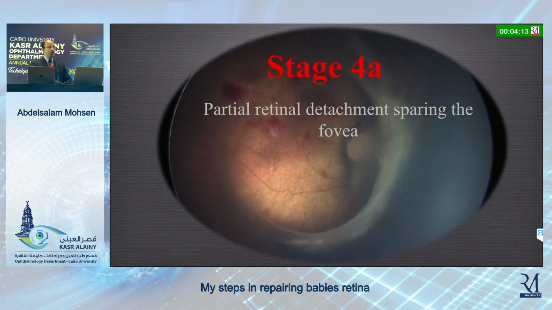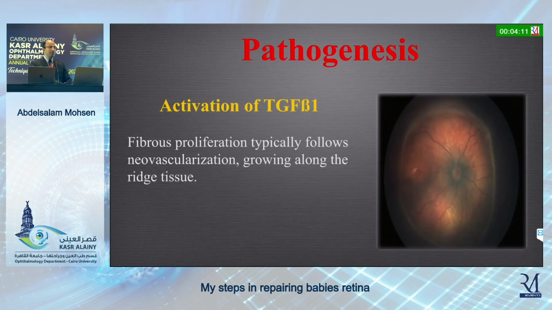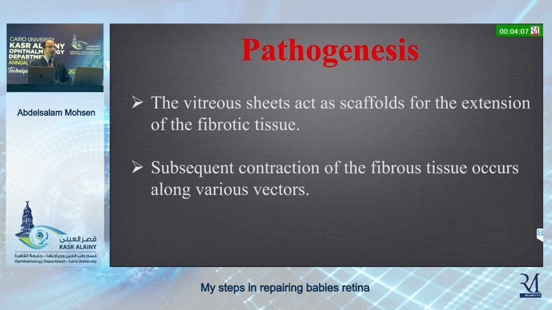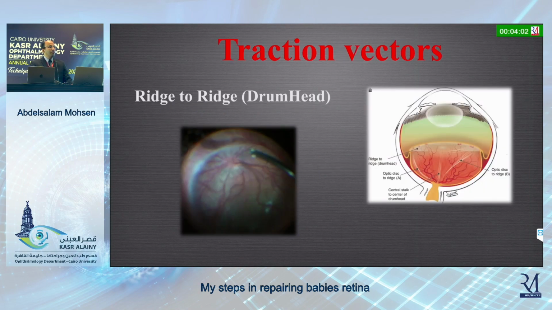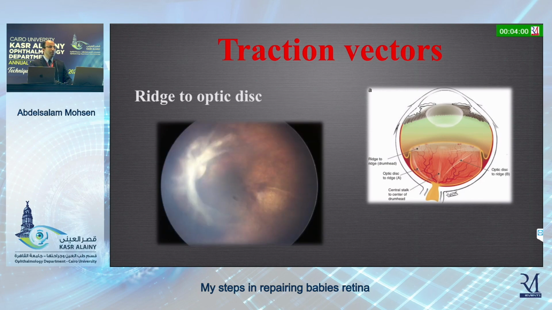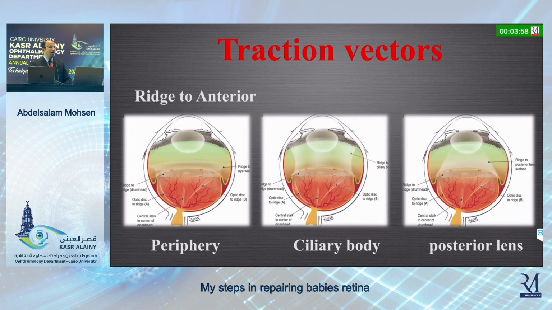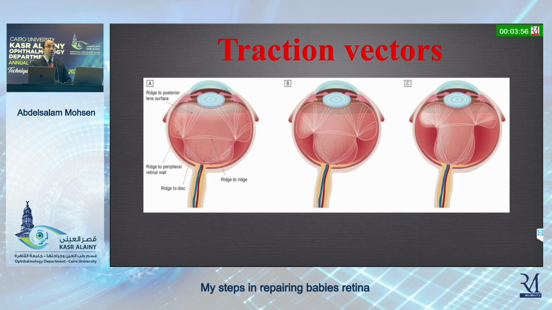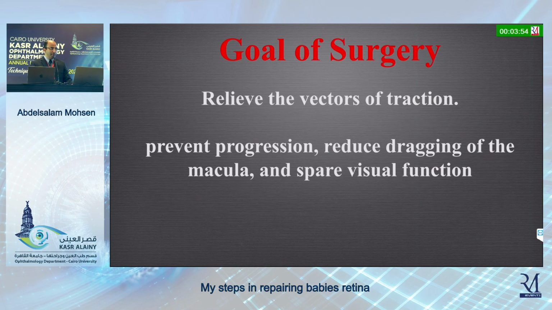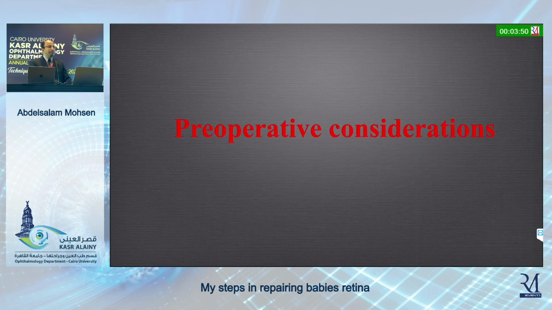My talk will be about stage 4A, in which there is partial retinal detachment sparing the fovea. The activation of transforming growth factor beta causes contraction of the fibrous tissue along various vectors. The vectors include ridge to ridge, ridge to optic disc, and ridge to anterior, and contraction of those vectors leads to total retinal detachment. So our goal in the surgery is to relieve the vectors of traction.